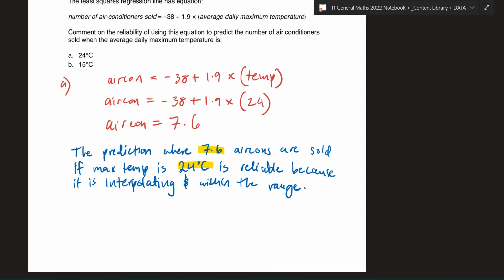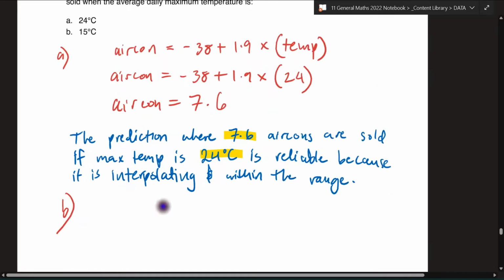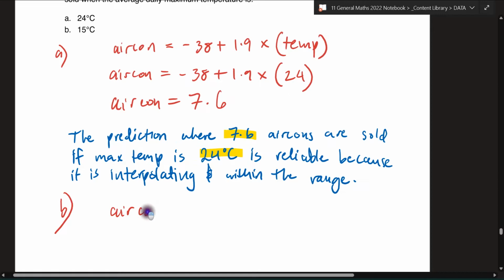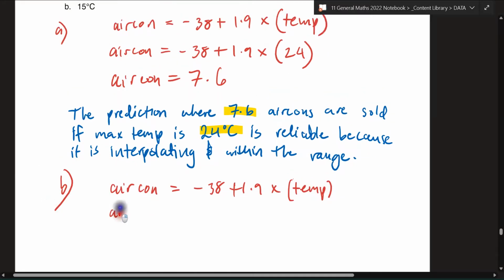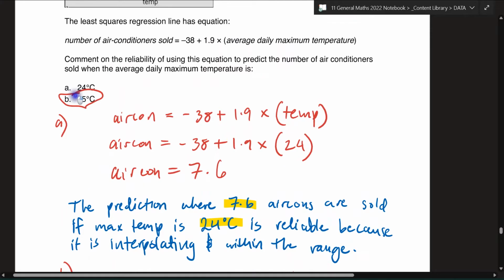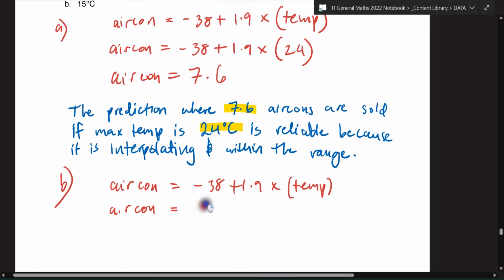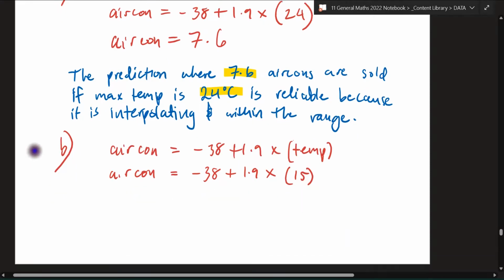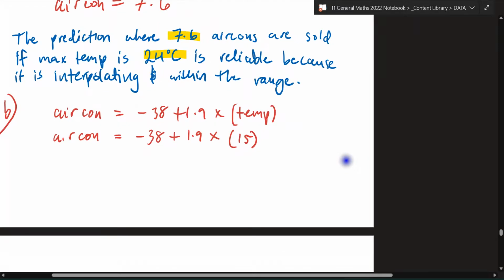Okay, let's do it for B. So again, write your formula. Aircon equals negative 38 plus 1.9 times the temp. Okay, and with aircon, we're trying to figure out the number of aircons. According to this, we're going to make a prediction if we have 15 degrees as our temperature. So negative 38 plus 1.9 times 15. Okay, put that in a calculator.